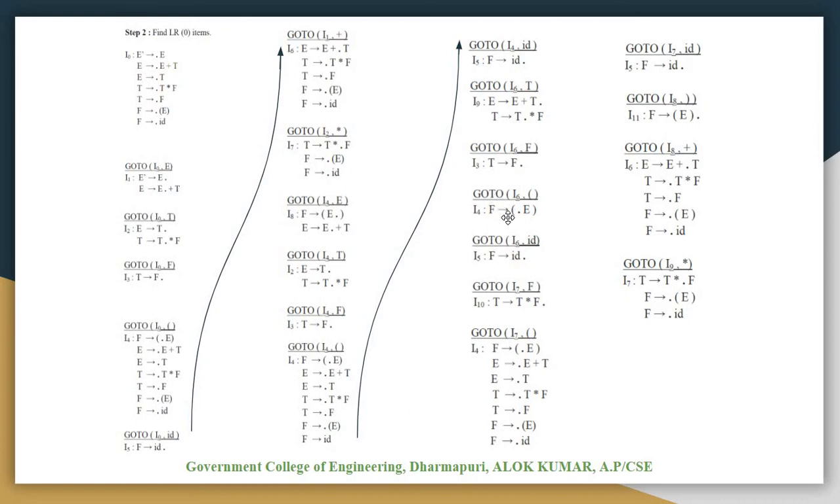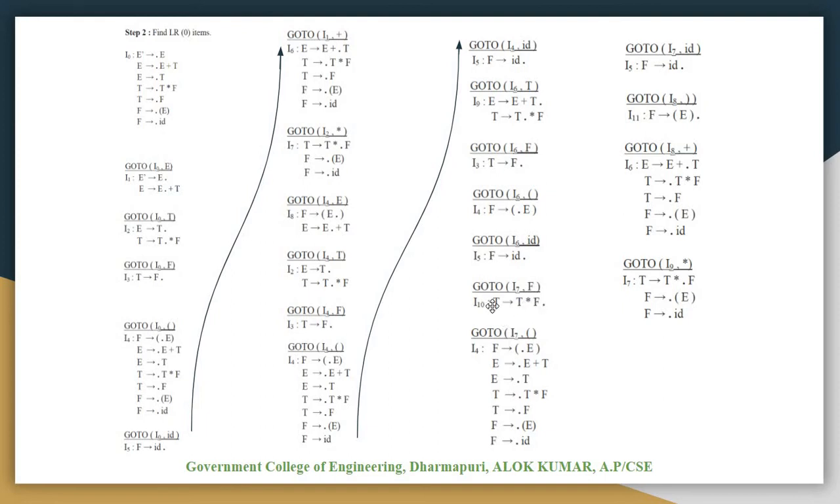After that, in the same manner, we will find goto I6 comma opening parenthesis, so that will be F generating opening parenthesis dot E closing parenthesis. This one we have already found, and the closure of E we will find after T and F, so that will be the same as I4. Okay, after that we will find goto I6 comma ID. After this, it will be F generating ID dot. So this one we say is I5, because we have already found it.